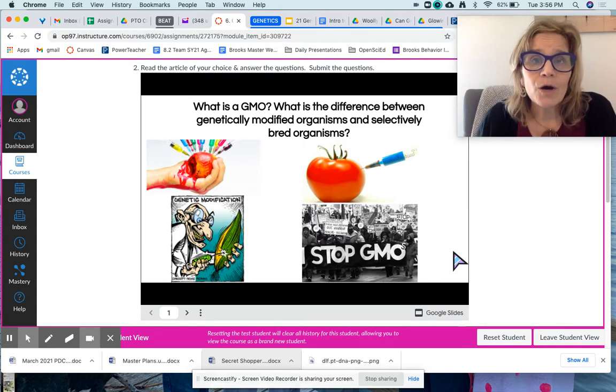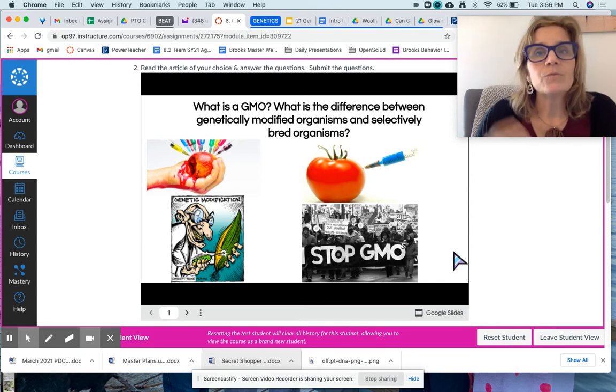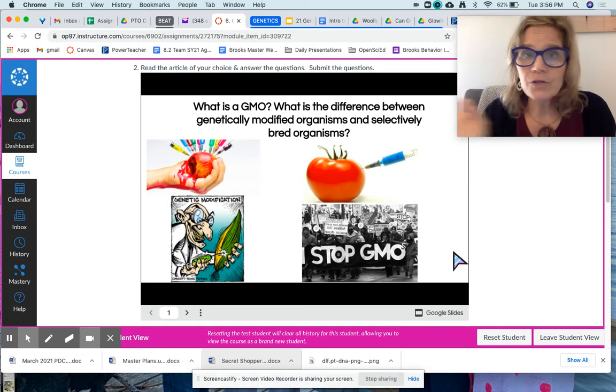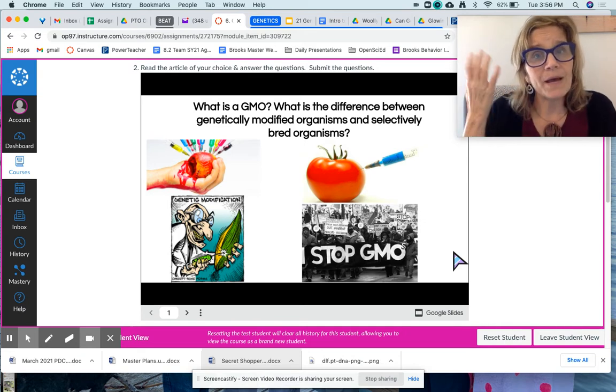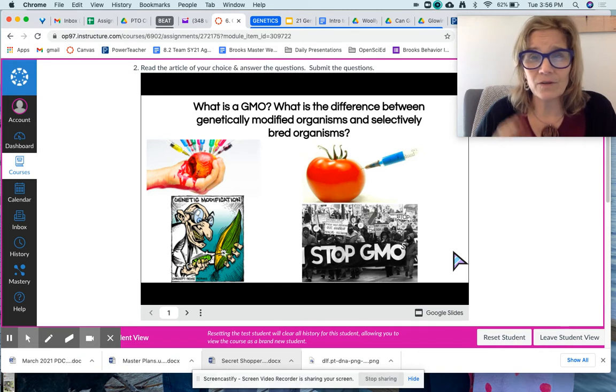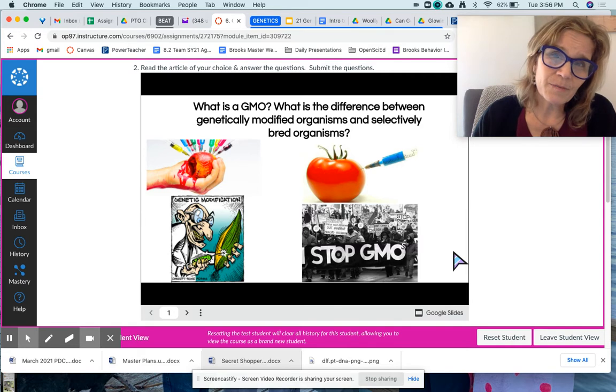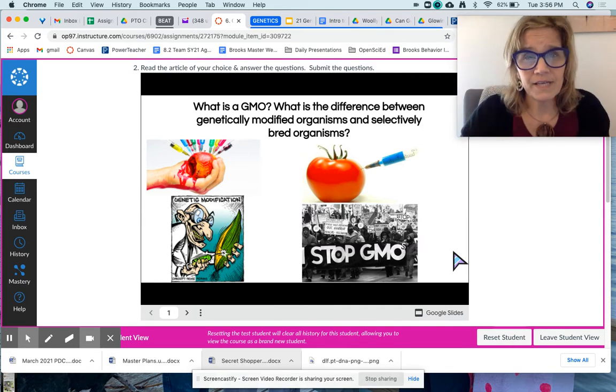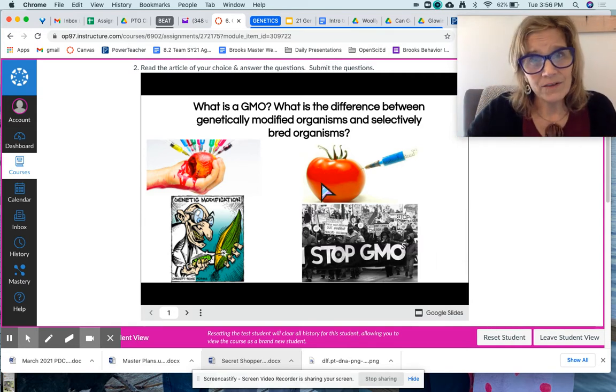So, what is a GMO? What's the difference between genetically modified organisms and selectively bred organisms? You may have seen GMOs labeled. Some of your food might say contains GMOs or no GMOs. It might be something that you've heard of, but you might not know much about it. Hopefully by the end of today, you'll understand what a GMO is and understand some of the issues involved in that. So what I'd like you to do is read through this slideshow.